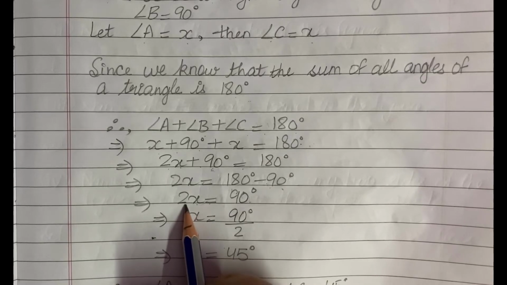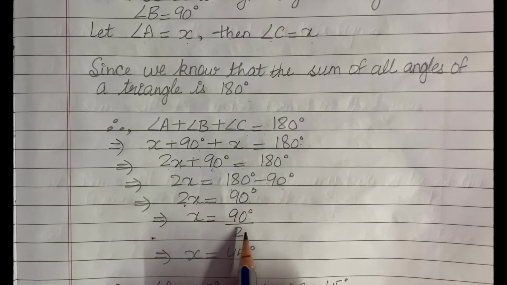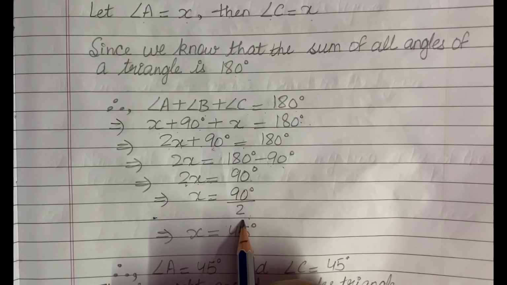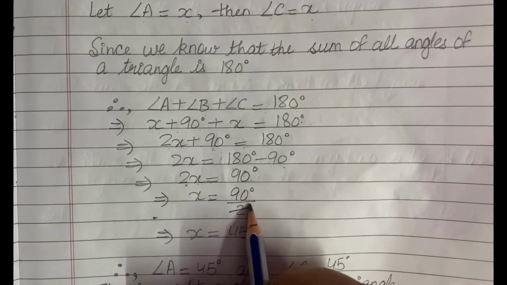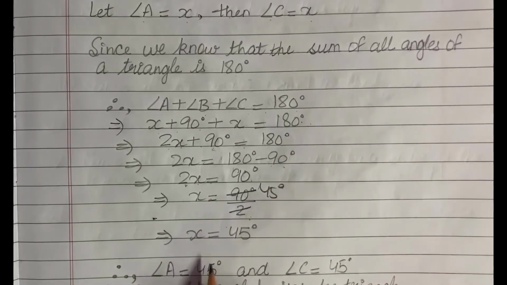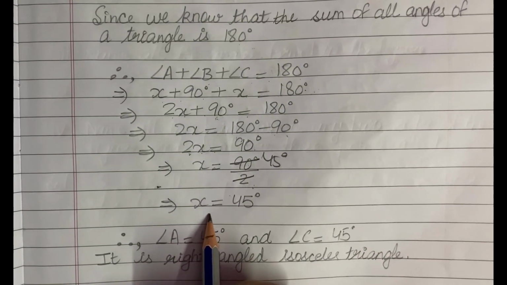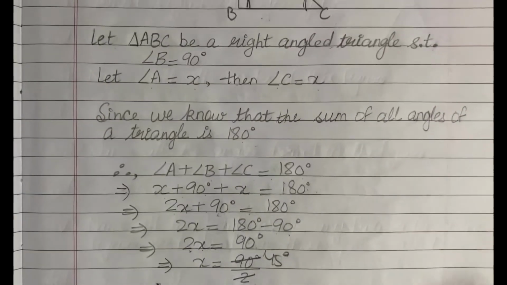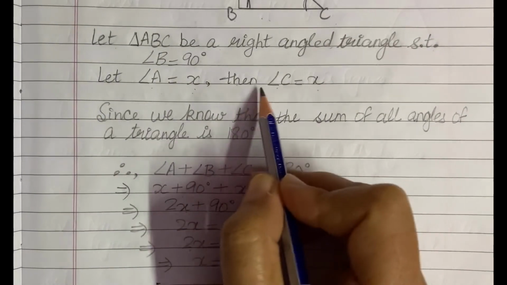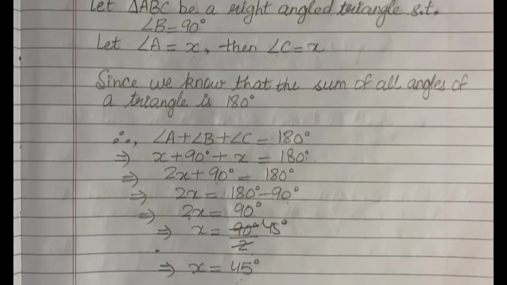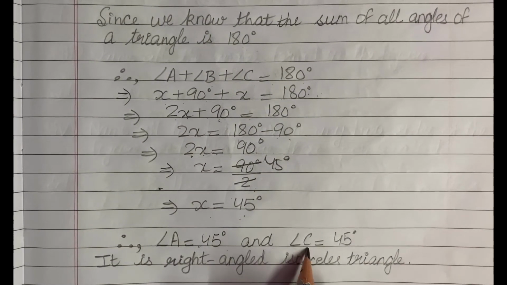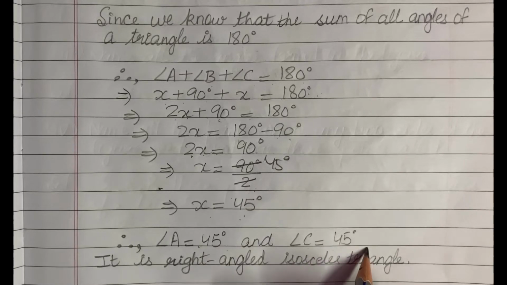Now this 2 is multiplying here. On shifting it will divide, so 90 degree by 2. On dividing 90 degree by 2 we will get 45 degree. So this means the value of x is 45 degree. And we have taken angle A as x and angle C as x. So this means the value of angle A is 45 degree and angle C is equal to 45 degree.